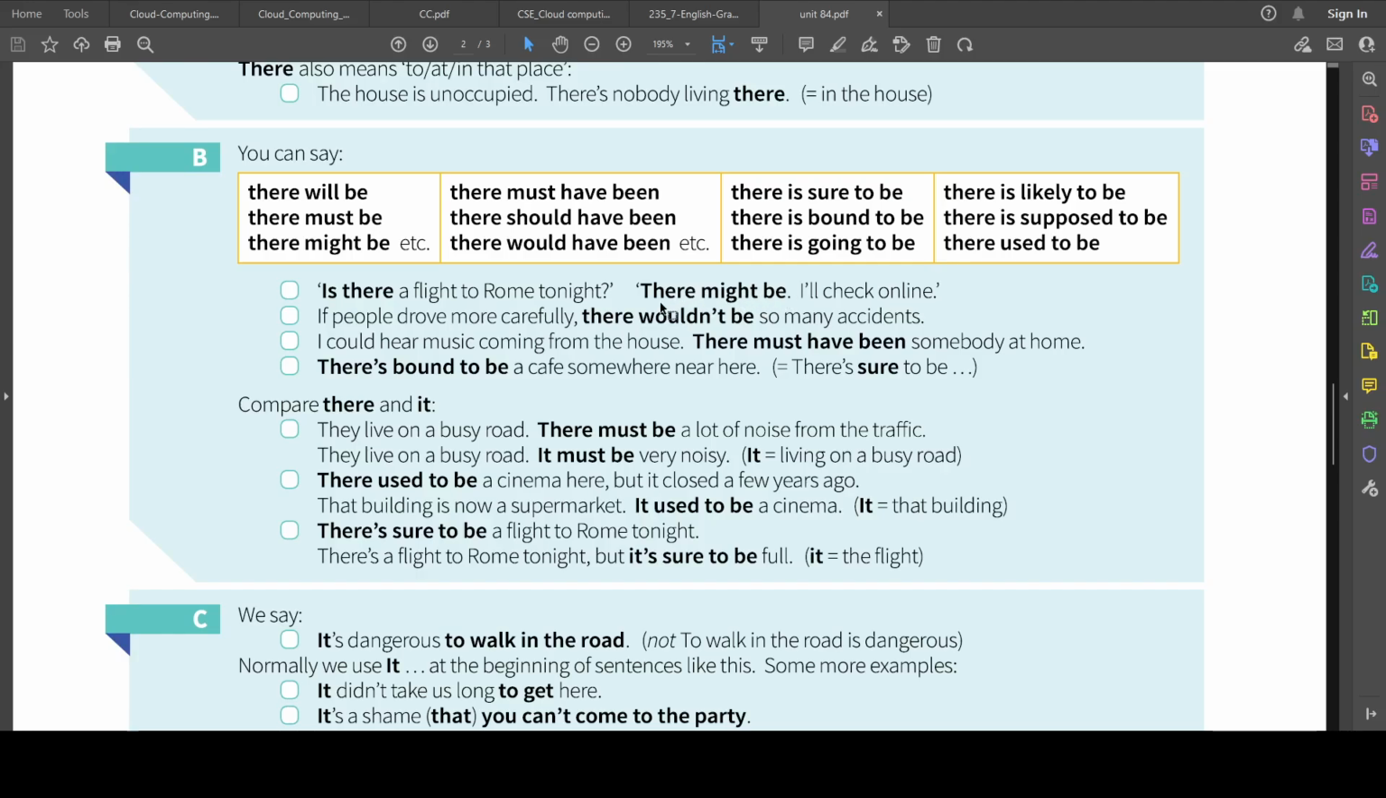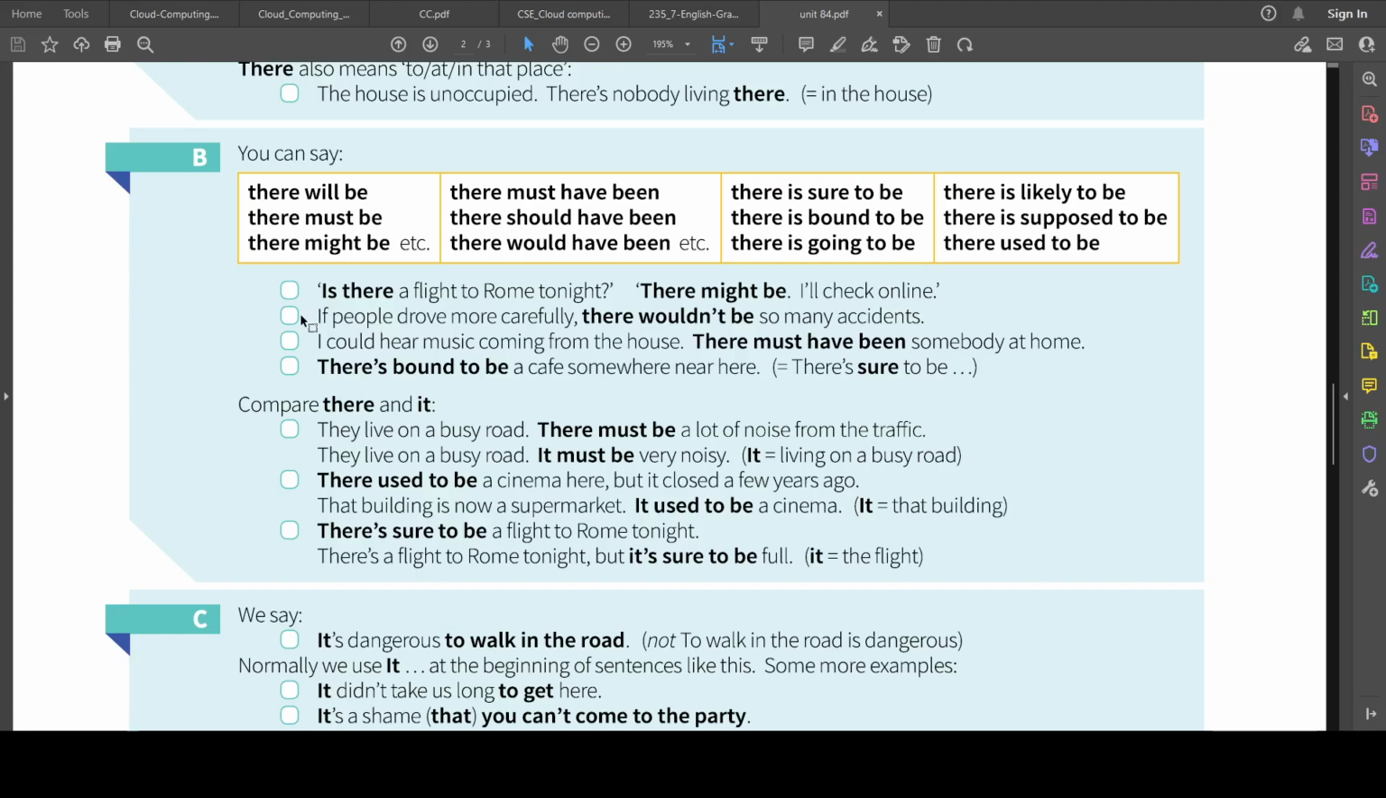There something probably exists. The next one: if people drove more carefully, there wouldn't be so many accidents. If people drove more carefully, there wouldn't be so many accidents. So in that case, there wouldn't be. We're talking about the hypothetical situation. This is the second conditional.